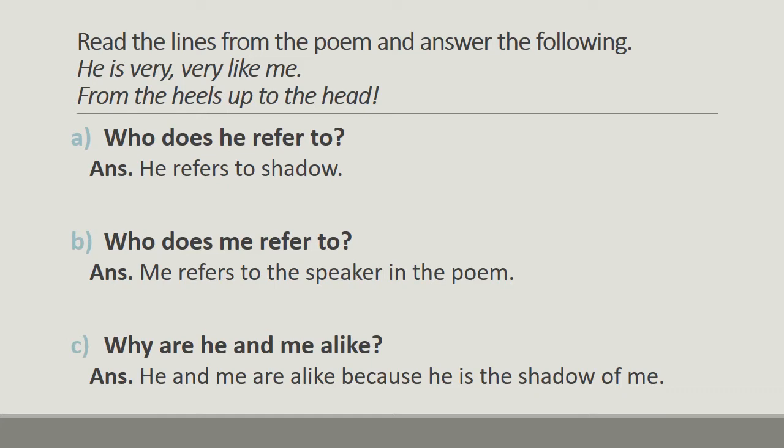And last question, why are he and me alike? Grammatically it sounds weird, but we are talking about the persons given in the poem. So he and me are alike because he is the shadow of me. Easy? Let's move ahead with the next part.